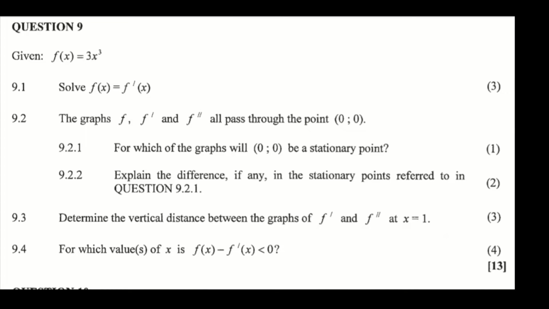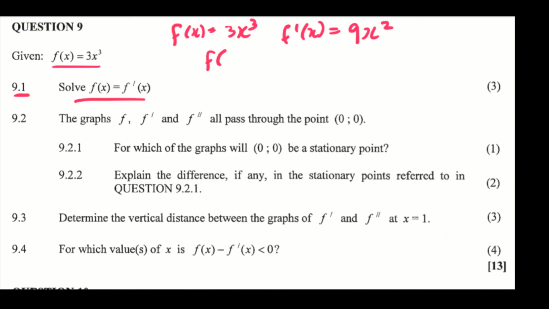Okay, so we are given a function f of x equals 3x to the power of 3, and in 9.1 we are asked to solve for f of x equals f prime of x. So f of x is given as 3x cubed, and f prime of x is going to be 9x squared. So if you equate the two, 3x cubed is equal to 9x squared.